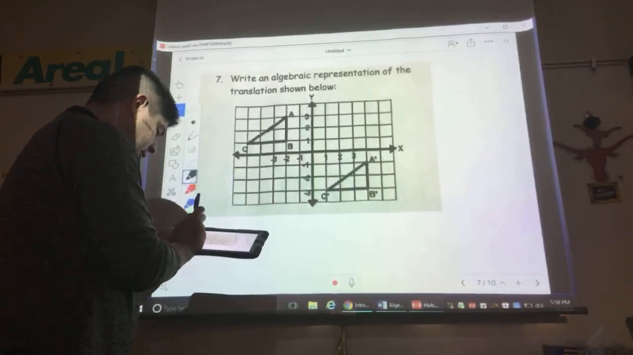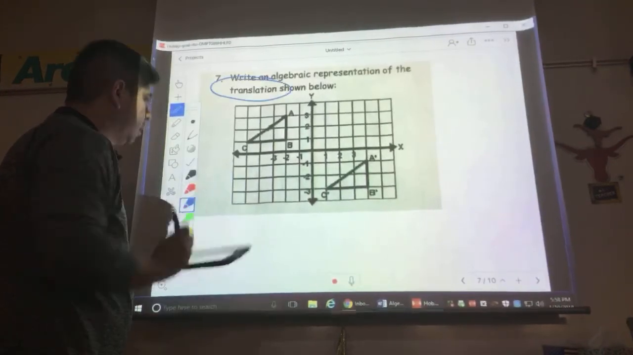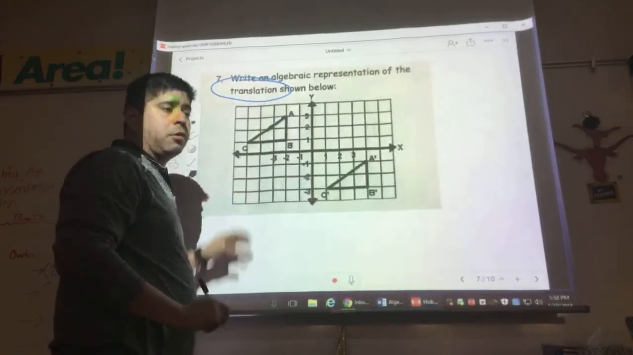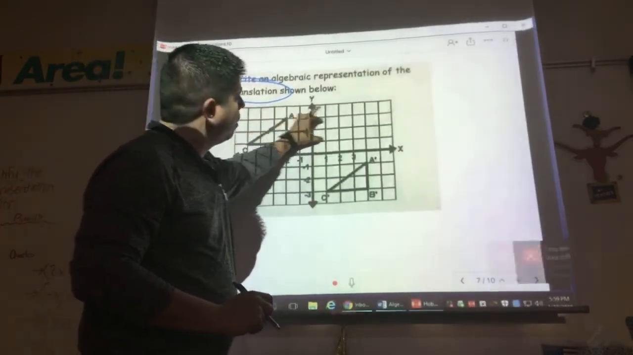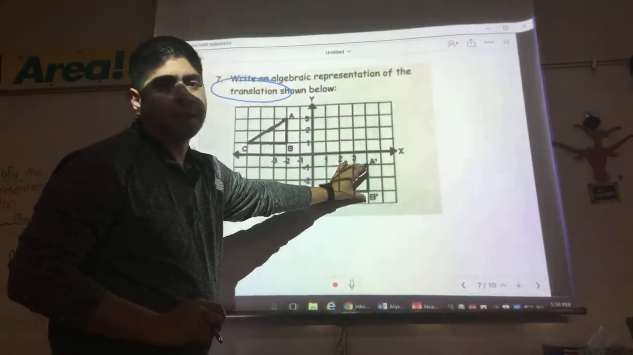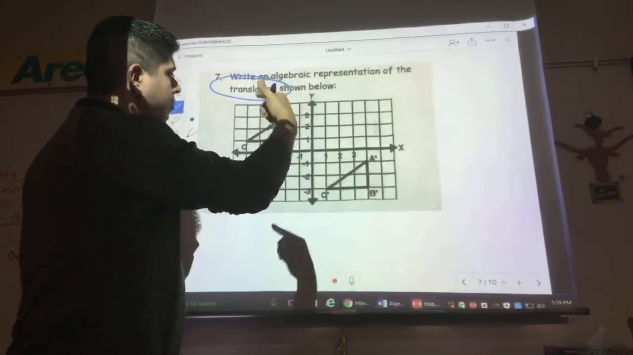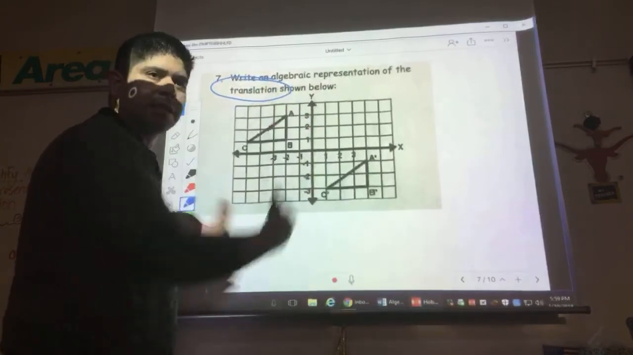And I'm going to underline or circle that. Translation. So what we know, if we see the word translation, is that this triangle is sliding over here and then down there to that one. It stays the same orientation, which means it's facing the same way.